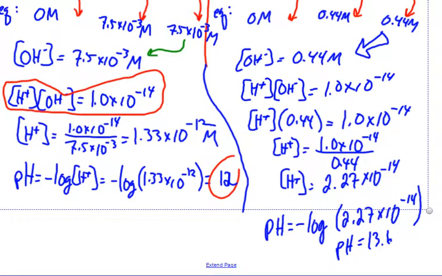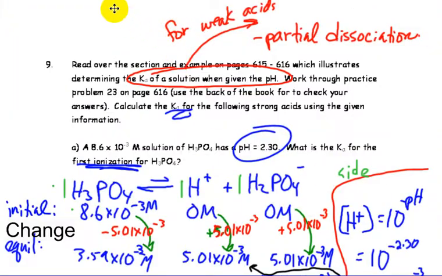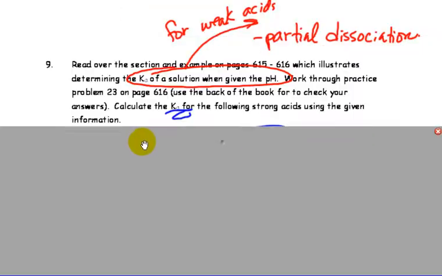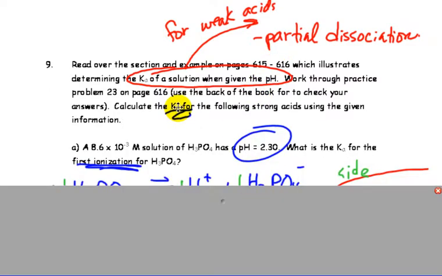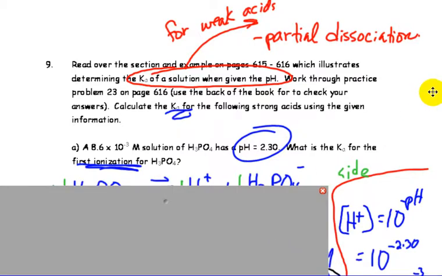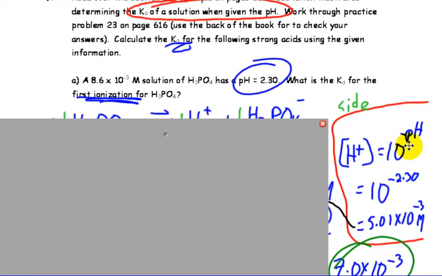Okay, the last part deals with weak acids and bases. So for this, we have partial dissociation. And for this, we're simply figuring, okay, it's a weak acid. What is the Ka value for it when given the pH? So I have the pH. That'll help us figure out the hydrogen ion concentration at equilibrium. So if I have pH, I can figure out what H plus is.